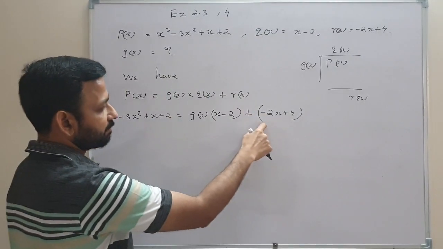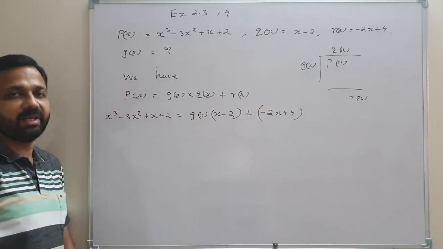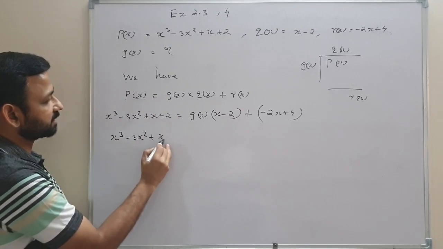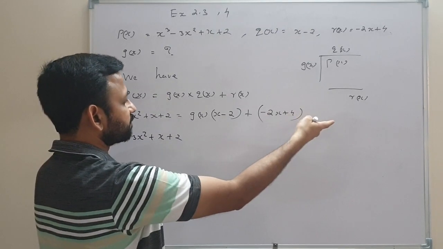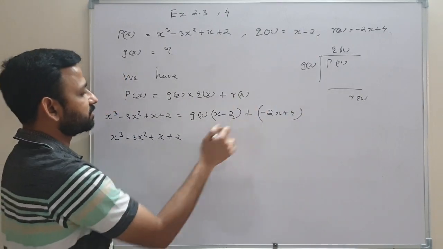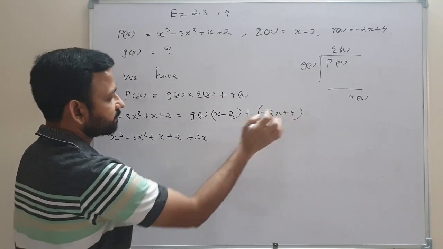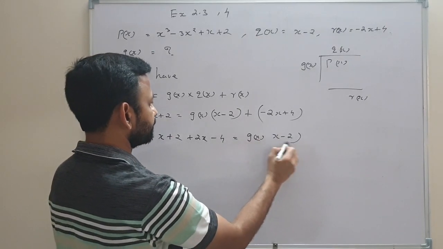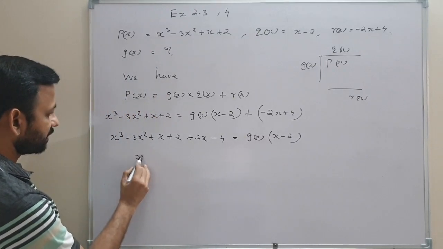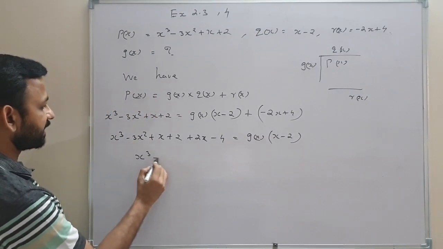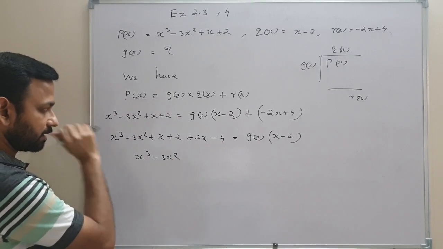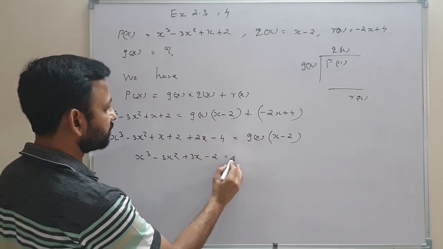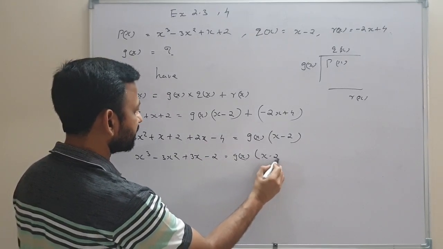Now we can take −2x + 4 from right to left. So we will get x³ − 3x² + x + 2, and taking −2x + 4 from right to left, −2x becomes +2x and +4 becomes −4, equal to g(x) into x − 2. Now we can simplify: x³ − 3x², then +2x and +x, that is +3x, and 2 − 4, that is −2, equal to g(x) into x − 2.